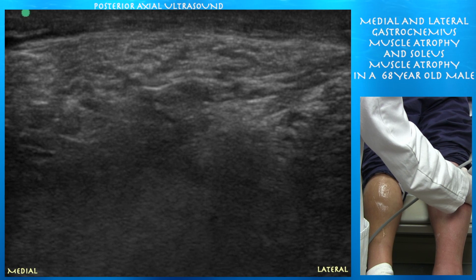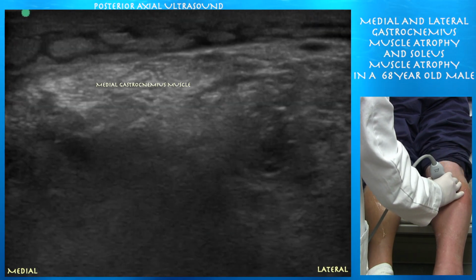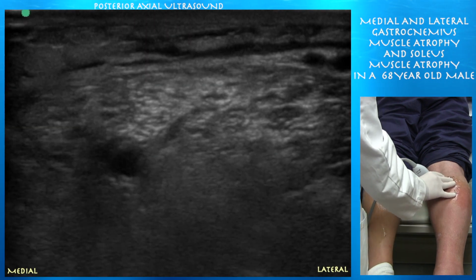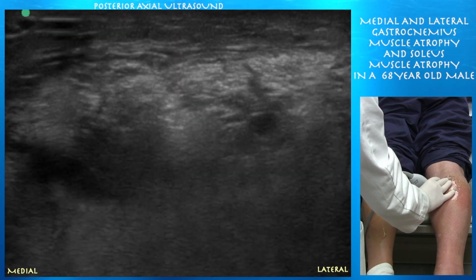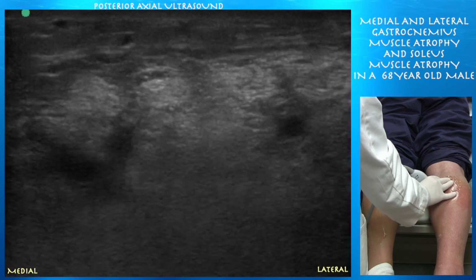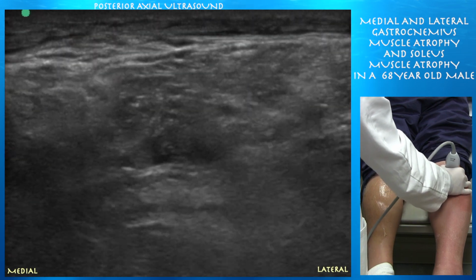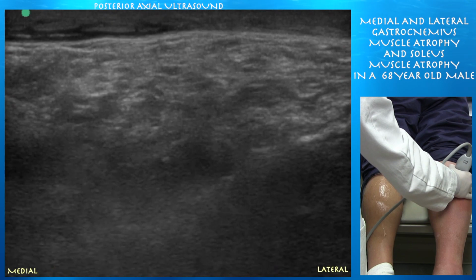Here we are on the affected side. We can appreciate somewhat irregular hyperechoic muscle that's smaller and atrophic. Here's the medial gastrocnemius muscle. You can also appreciate some fluid underneath the muscle, as well as fluid tracking within the subcutaneous fat. You can see this in a cellulitis or a deep infection such as necrotizing fasciitis as well.